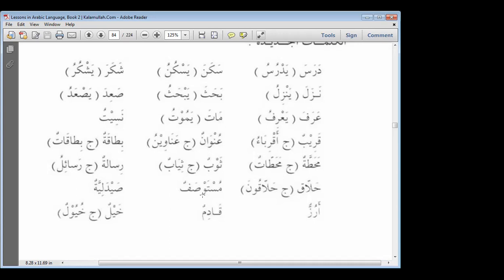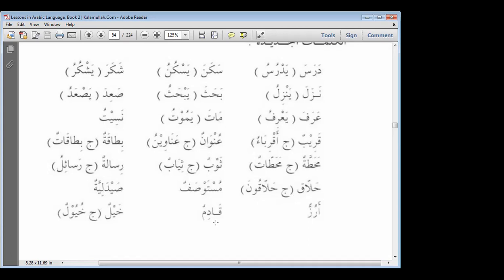Mustashfa, that's a clinic, right? Then you have saydaliyatun. It's a pharmacy. Aruzun is rice. Qadimun means coming or upcoming, right? So we could say al-usbu' al-qadim. Usbu' means what?